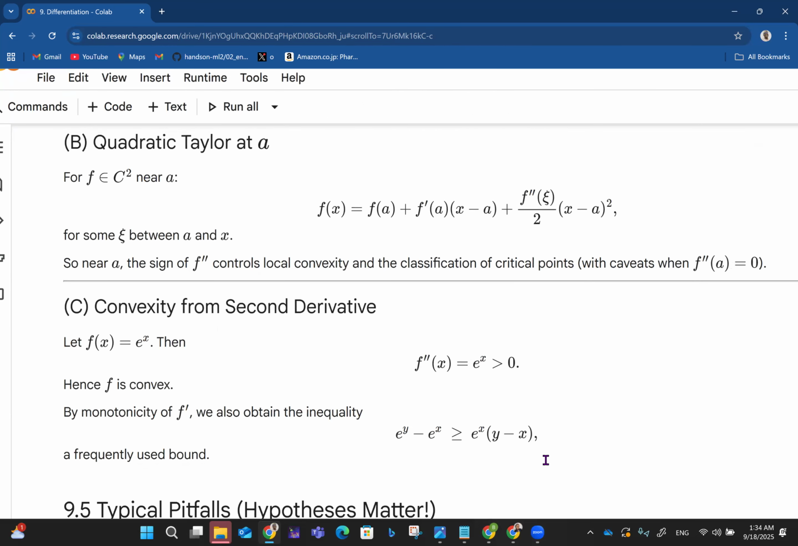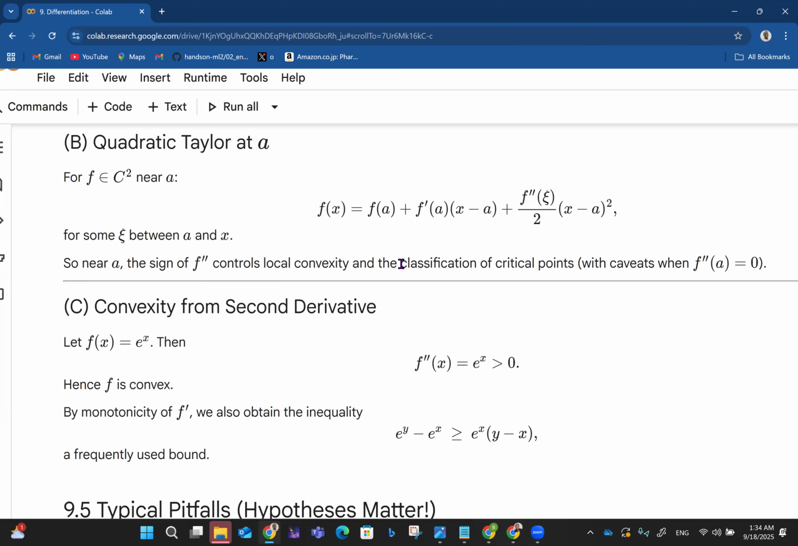Quadratic Taylor at a. So for f which belongs to C squared near a, we have f(x) equals f(a) plus f prime of a times (x - a) plus f double prime evaluated at psi over 2 times (x - a) squared, for some psi between a and x. So near a, the sign of f double prime controls local convexity and the classification of critical points, with caveats when f double prime of a is 0.